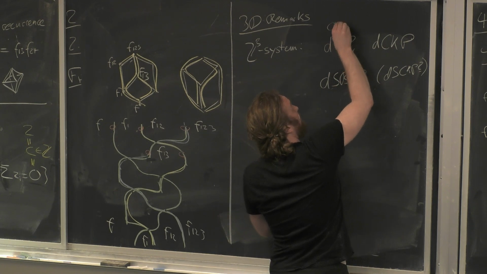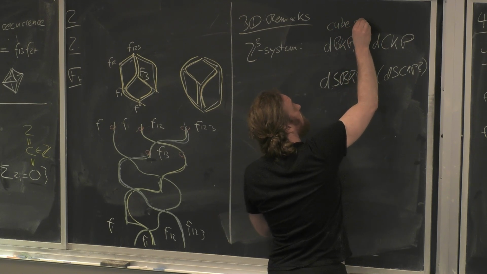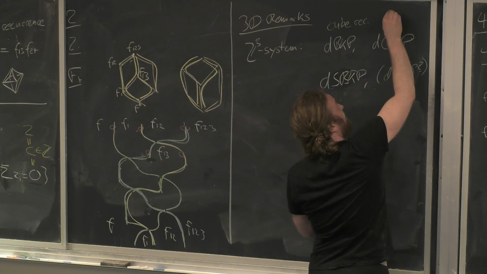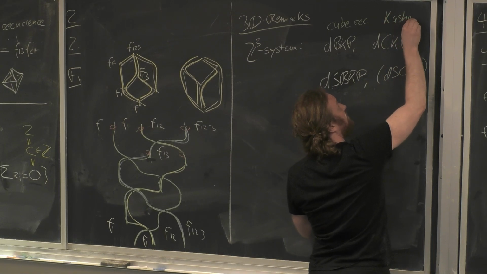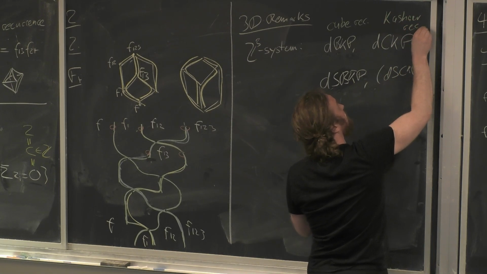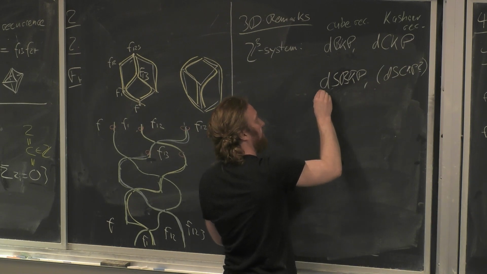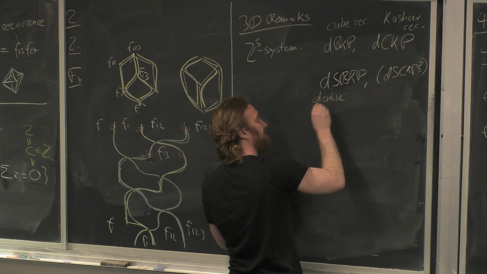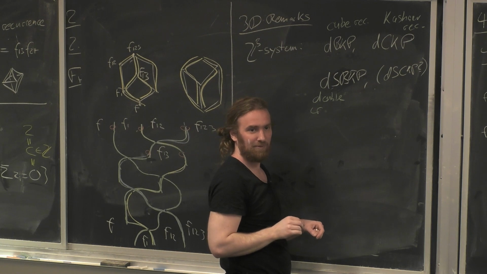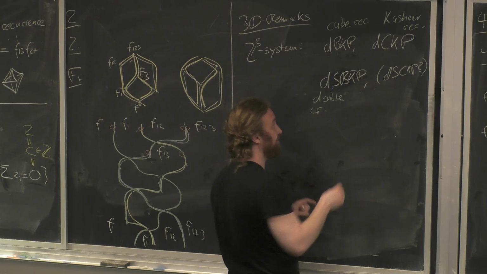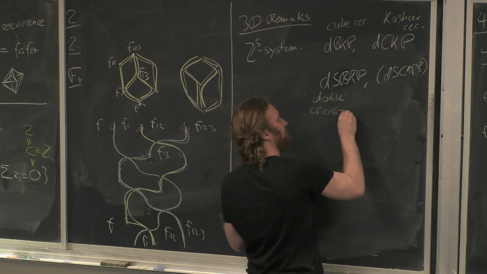This is called the cube recurrence. This is sometimes called the Kashaev recurrence. This is sometimes called the double cross ratio equation. So everything has at least 2 names. Most of the time it's more like 4 or 5 names, which doesn't make it easier.